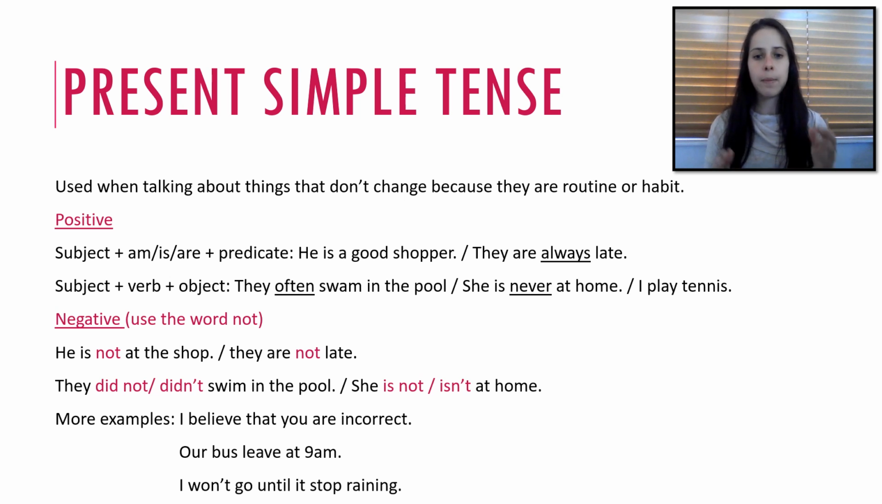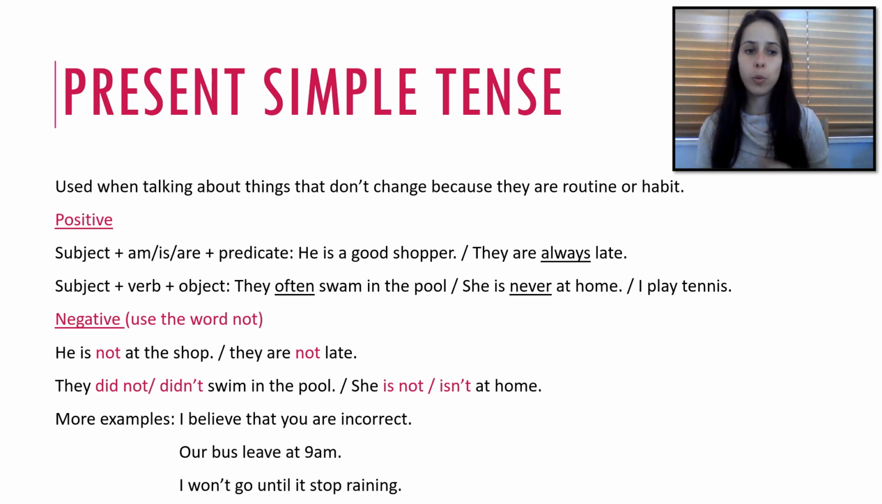Have a look. I believe that you are incorrect. That's something I'm saying in the moment. Okay, so it is part of a present sentence. Our bus leaves at 9 a.m. That's happening now. That's when it's going to leave. And I won't go until it stops raining.